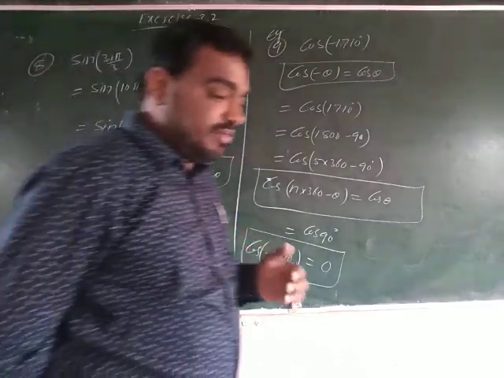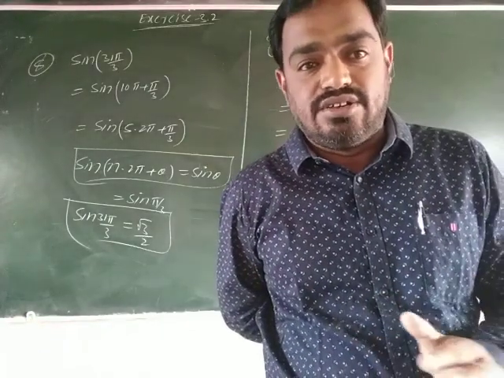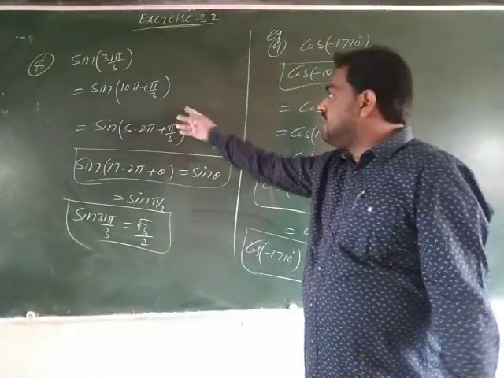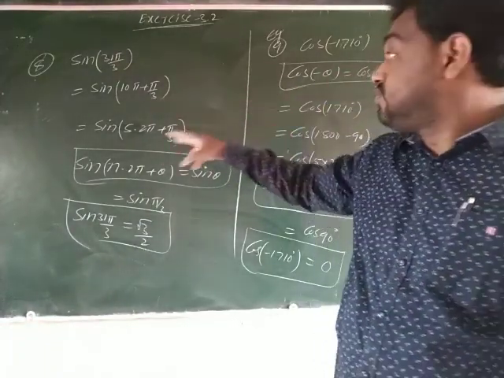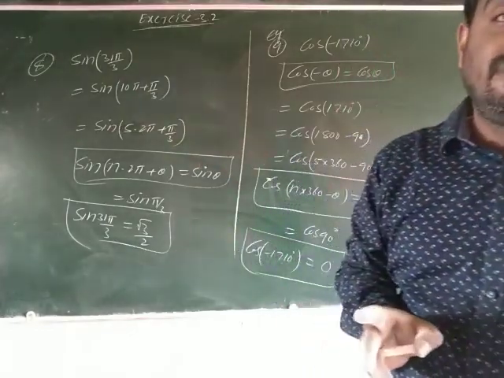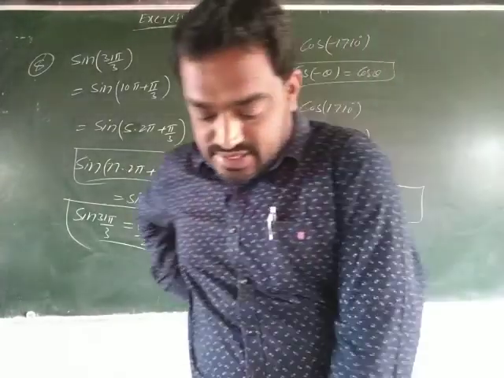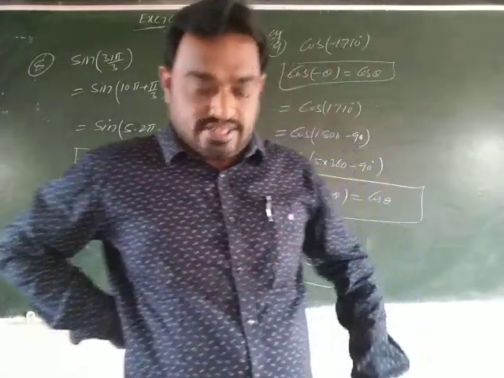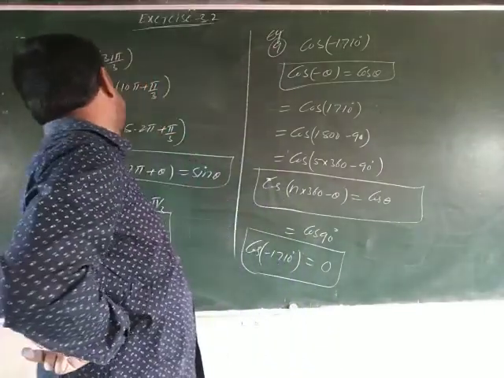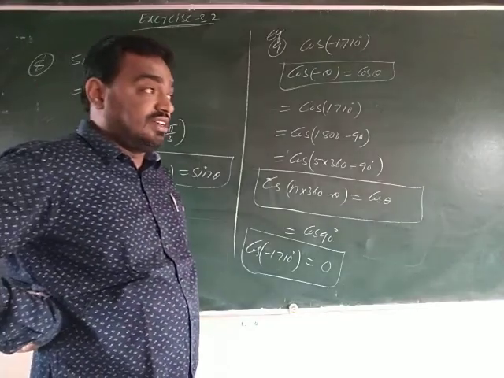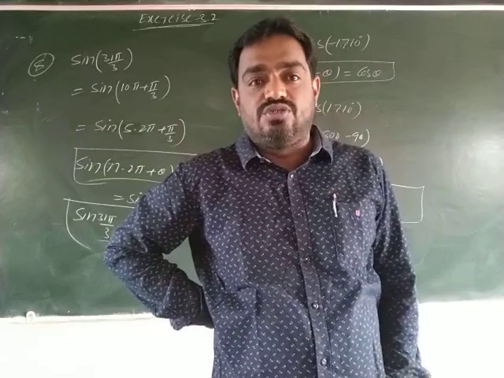This is our examples and exercise questions. From this chapter, usually they ask 1 or 2 mark questions. How do they ask? These kinds of questions they ask directly for 1 mark. These 2 examples and exercise 6 to 10 they ask directly for 1 mark. And exercise 3.2 questions 1 to 5, which are like the first 2 examples, the 6th and 7th, they also ask for 1 mark, sometimes 2 marks.